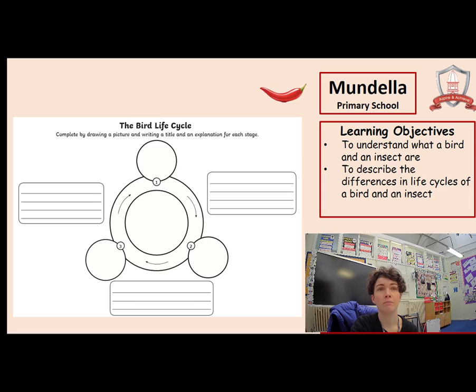The red chili pepper challenge. You have the basic outline of your cycle, but you need to draw both a picture, but also write an explanation with a title for each stage. Pause the video now and have a go.